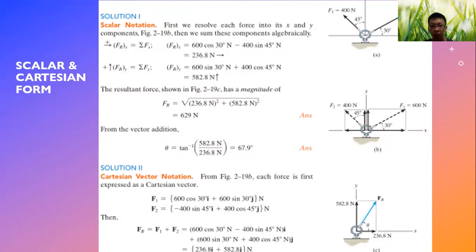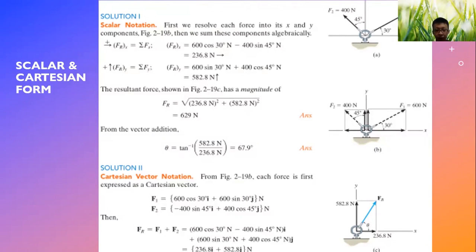And then we find Fr by using the Pythagoras theorem, and we will get 629 Newton. And for the vector addition, by using tan inverse, we can get 67.9 degrees.